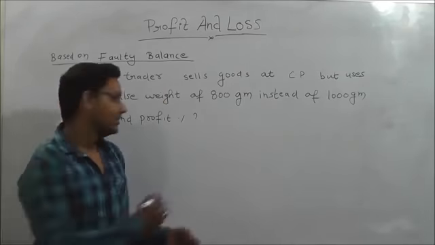A trader marked the price of an article 80% above the cost price and sold it at a discount of 30%. Then find the overall profit or loss percent. In this type of question, discount is calculated on mark price, and profit or loss is calculated on cost price. These are two important things you have to remember.